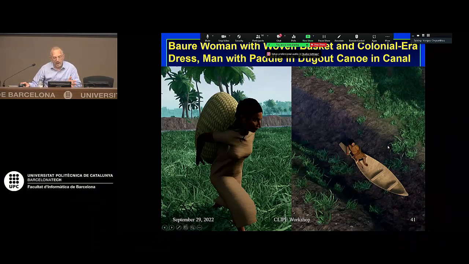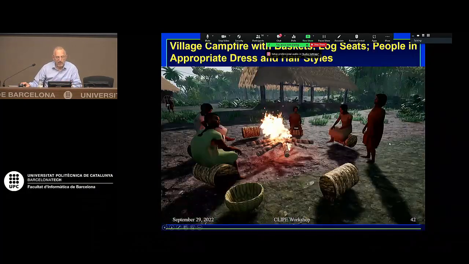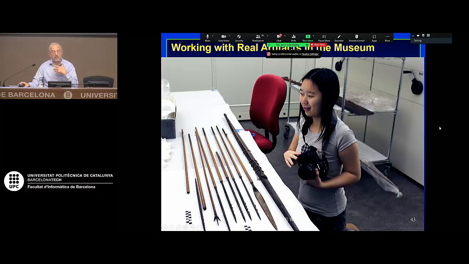And there's a male in a dugout canoe. Of course, they made their own canoes. So the communities were small villages with these thatched houses, and the artifacts that were used and the basketry and all that was modeled off of actual objects in the Penn Museum. So we literally took the students in, they picked objects, and they modeled those from photographic records.